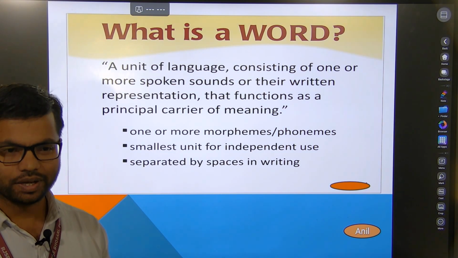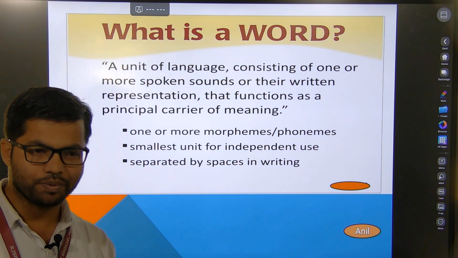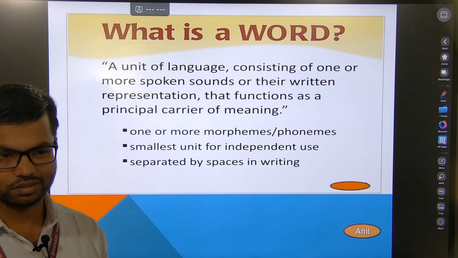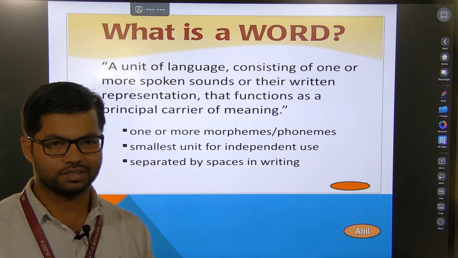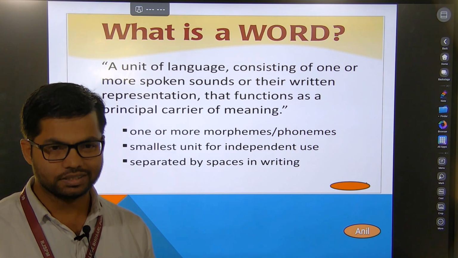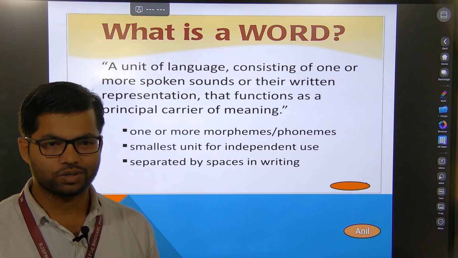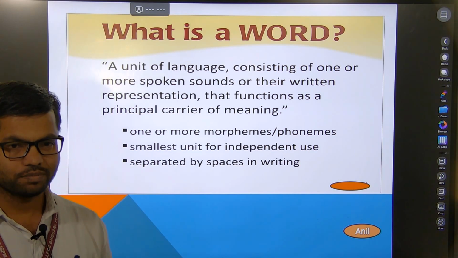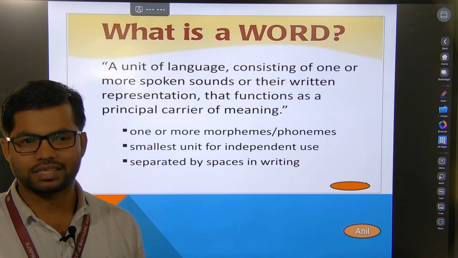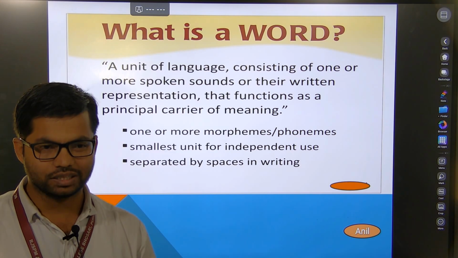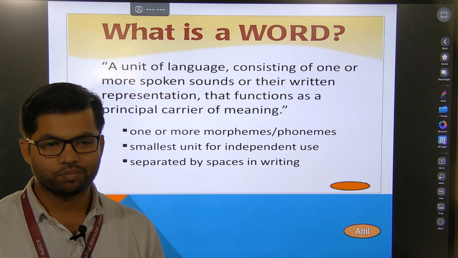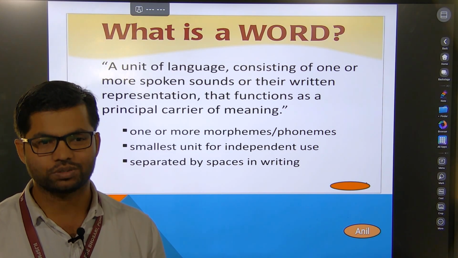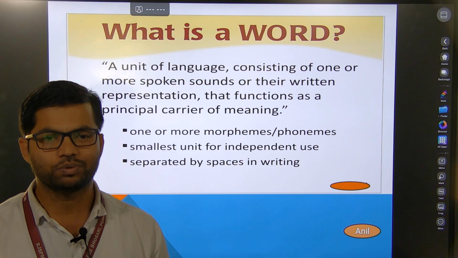Language is a very important component of human beings' existence, and a very important part of language is words. What is a word? It is a unit of language consisting of one or more spoken sounds or their written representation that functions as a principal carrier of meaning. So, sounds brought together, by combining two or more sounds, become words, and that word is given a certain meaning in the society. That is what is called a conventional meaning.